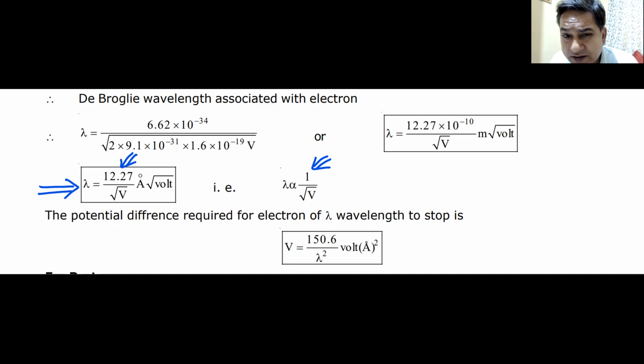Yes, sir. How did I get that formula? I just put the values there and calculated this, and we get 12.27 divided by under root of V, in Angstrom units, and potential difference has to be in volts. So this is the formula that comes for an electron.